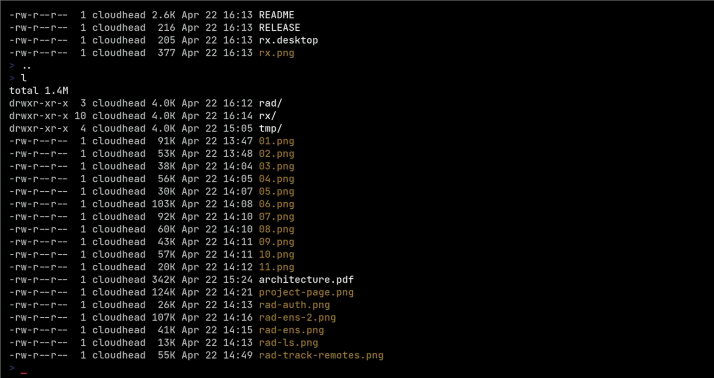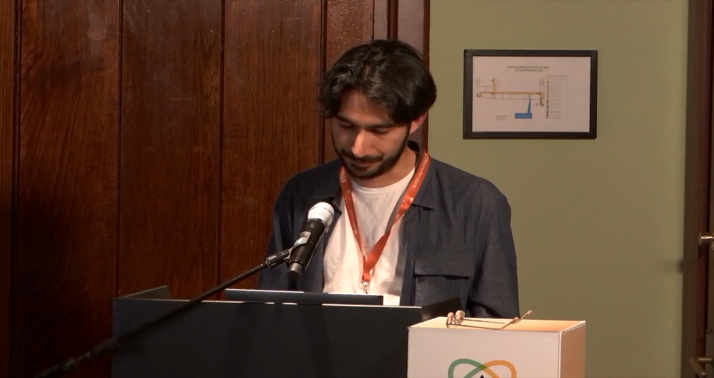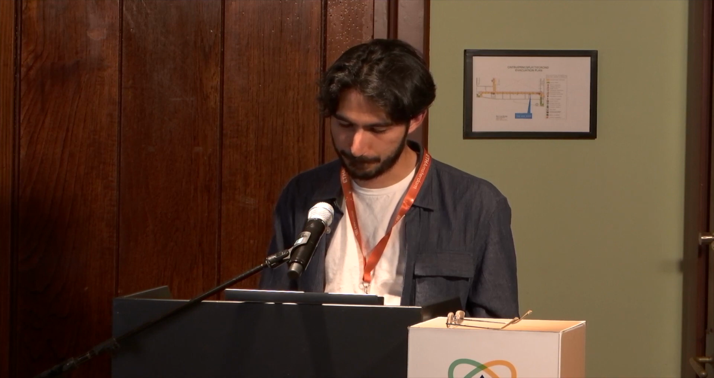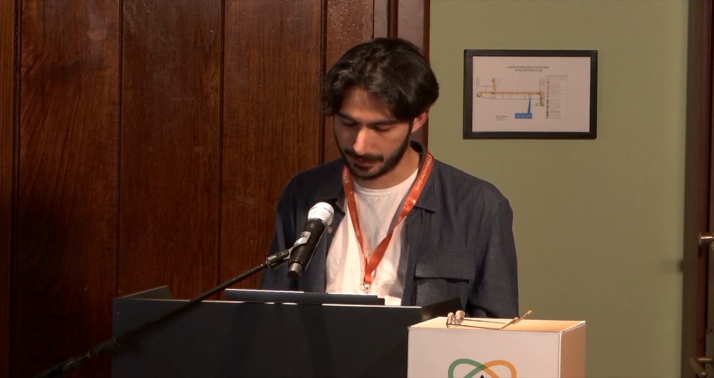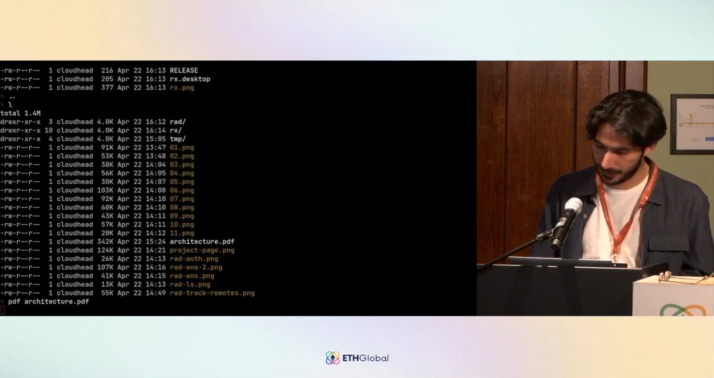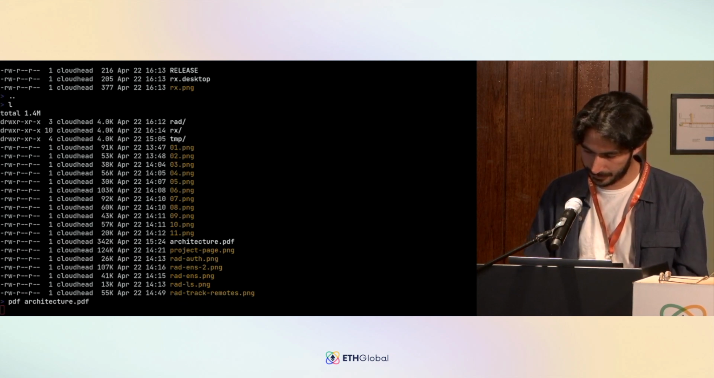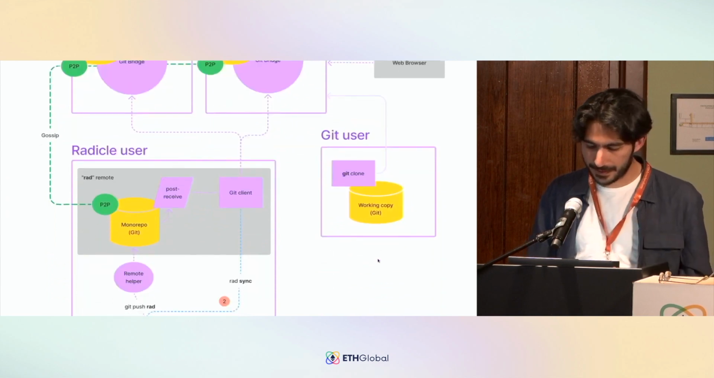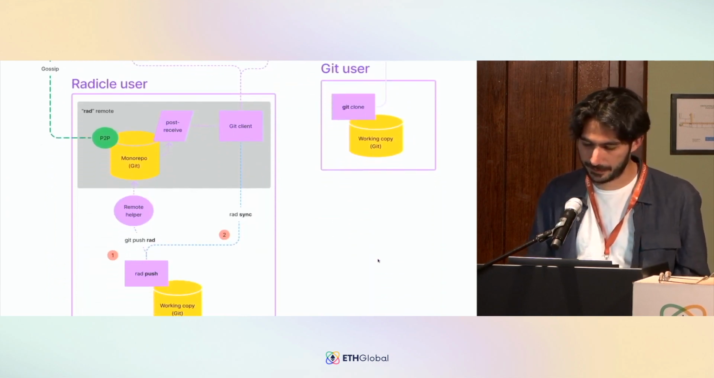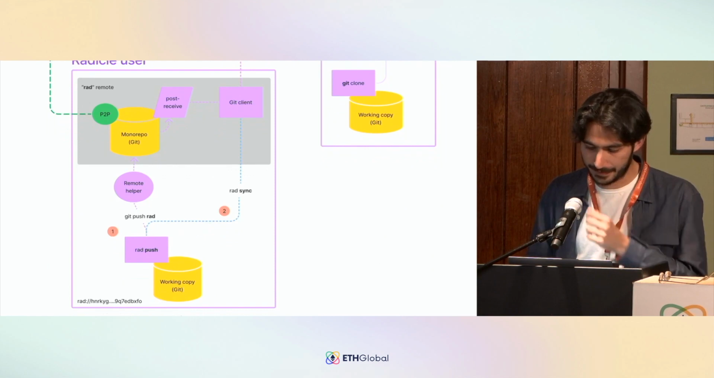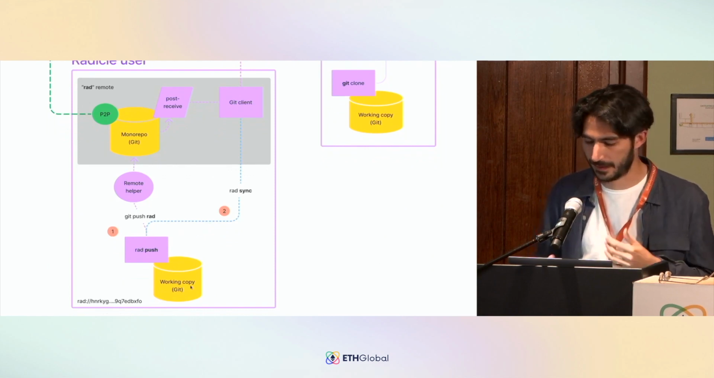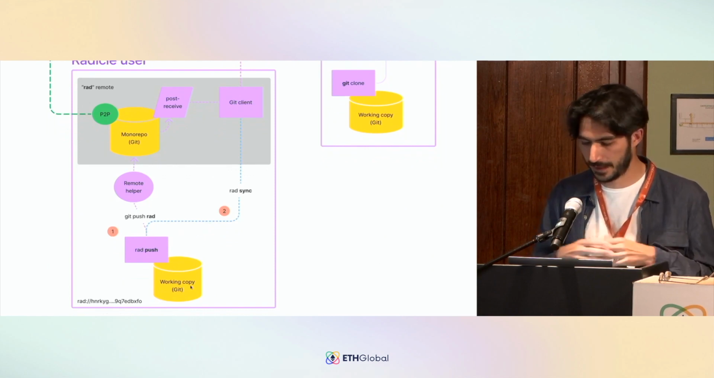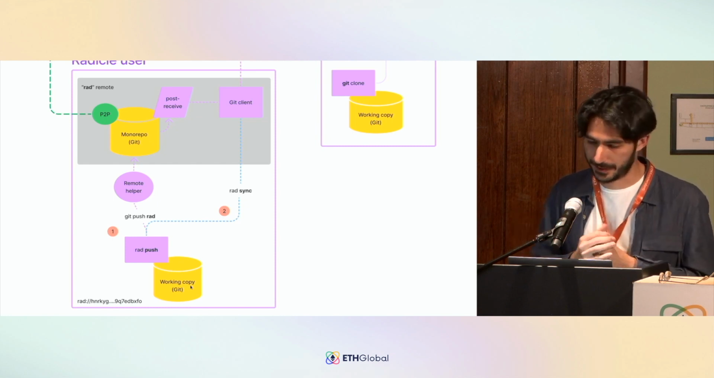Not in here, but in here. Oh yeah. One thing I wanted to show was a little bit of how the architecture looks under the hood. So I'm just going to open this thing and move it here. What we've been looking at is this part here, right? The Radicle user. And we've been in our working copy, which is just the repository checkout.